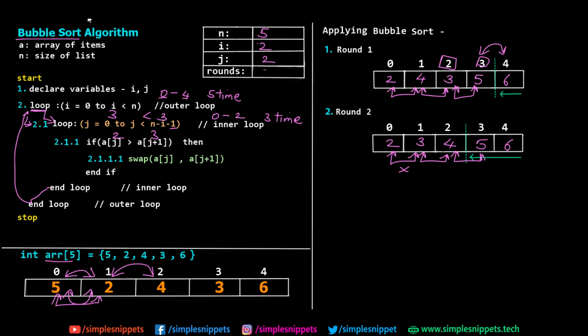Now before we actually begin with the third round, if you observe, in round 2 itself our array is already sorted. You can see 2, 3, 4, 5, 6. It is already in ascending order. So we do not really need a round 3 or round 4 or round 5.